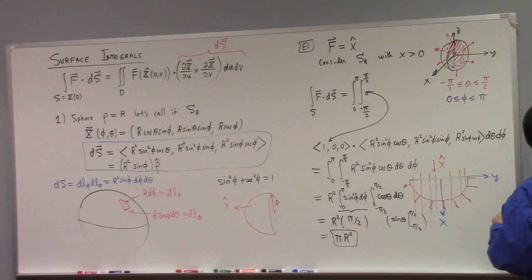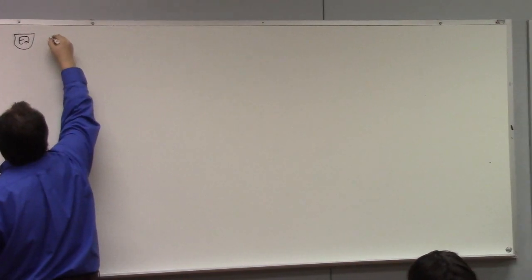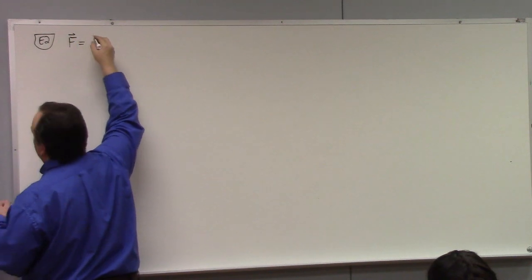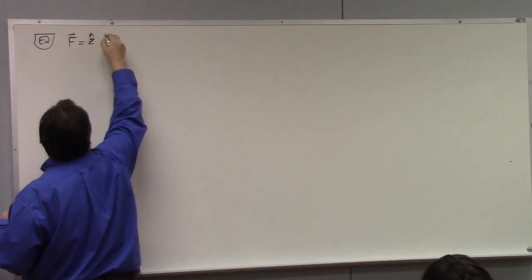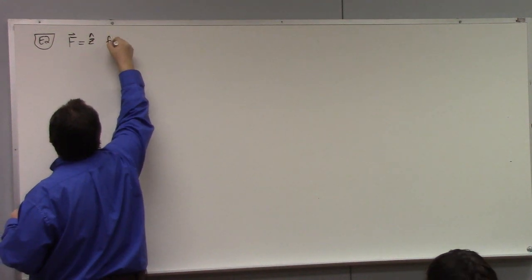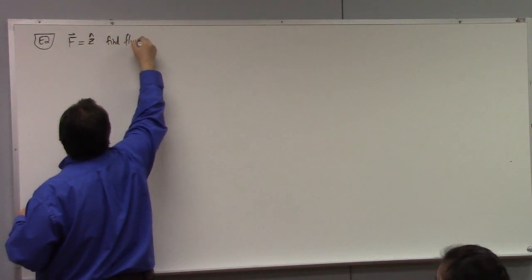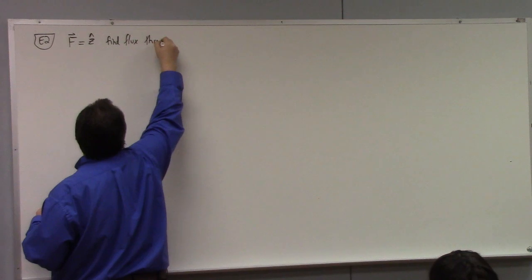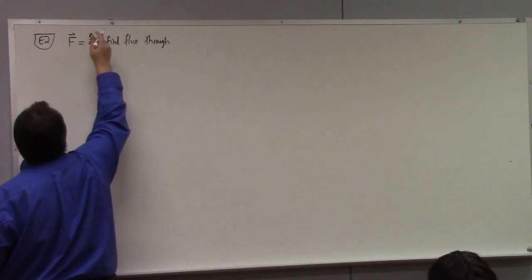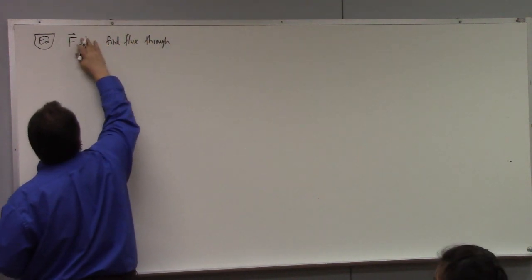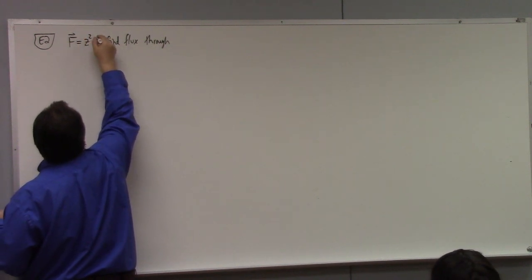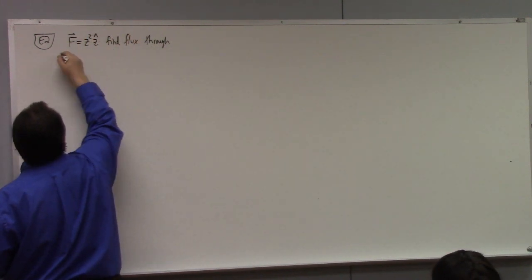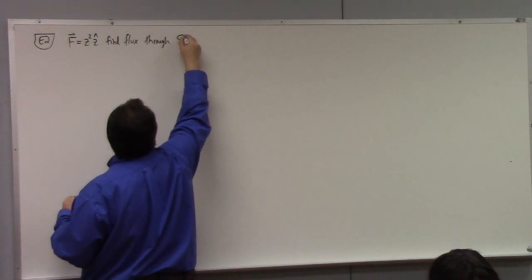So example 2. What if I do, let's do a different one, let's do F hat equal to z hat. Find flux through, and let's level the game up here a bit, z squared z hat. Find flux through the sphere, the whole thing.